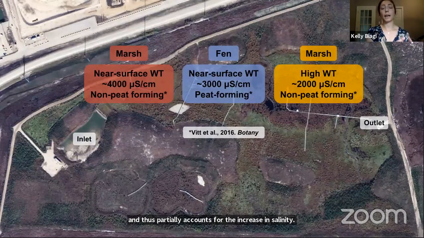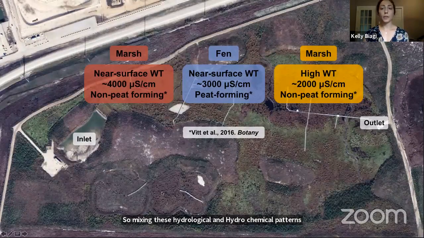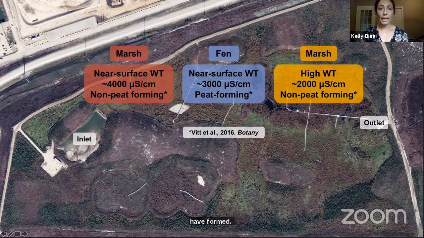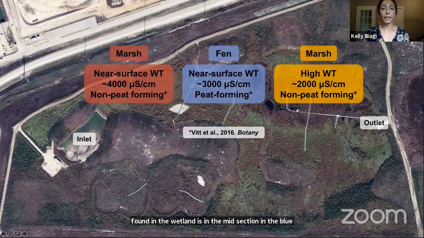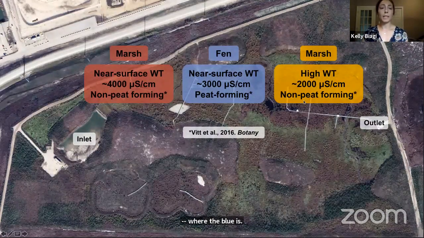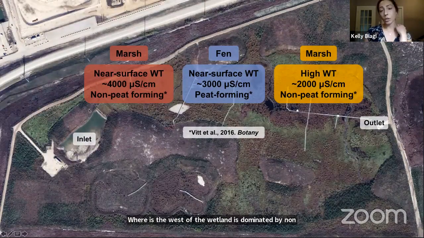So mixing these hydrological and hydrochemical patterns together, there's three distinct areas in the wetland that have formed, where water tables increase towards the outlet while salinity decreases towards the outlet. And based on the Vitt et al. study in 2016, the only peat-forming species found in the wetland are in this midsection here where the blue is, where there's near-surface water tables and intermediate salinity, whereas the rest of the wetland is dominated by non-peat-forming species because of either the high water tables near the outlet or the elevated salinity closer to the inlet.